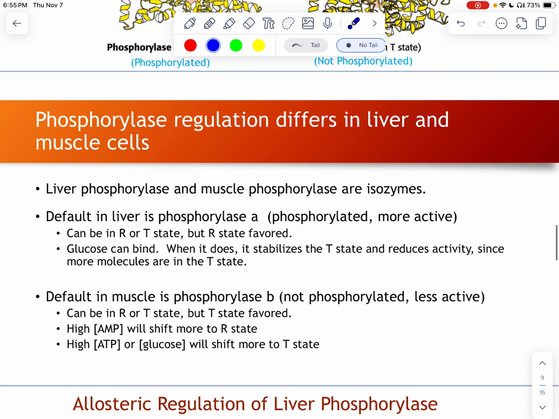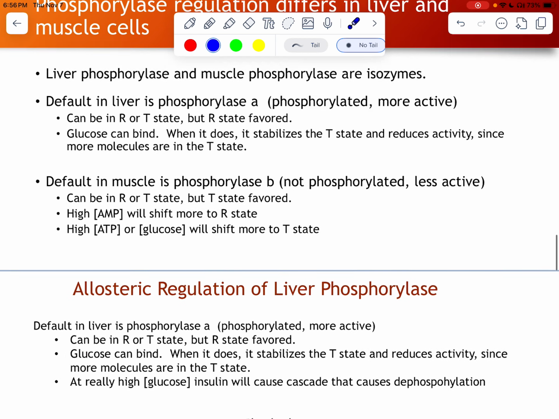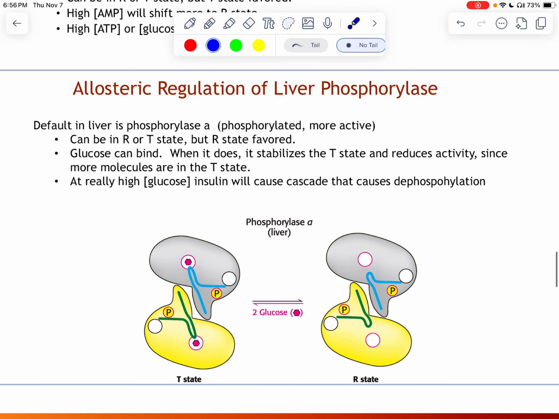Okay, so phosphorylase regulation differs in liver and muscle cells. Right, so these are isozymes. So if you remember, isozymes have the same function, but they're slightly different enzymes that are perfect for the cells that they are in, right? So we have a little bit different function, or a lot different function in liver and muscle, and so we have slightly different enzymes. There's a lot of words here that are going to be repeated down below. I stuck them here just so you'd have them all in one slide to think through later. But we're going to look at those same things with a little bit added here.